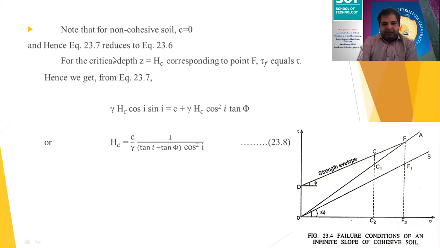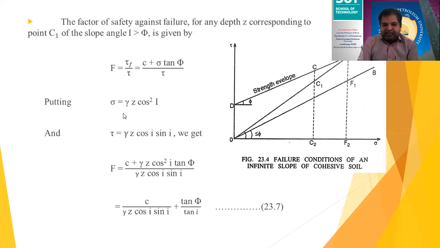So for the critical depth, where we have assumed Z is equal to Hc, when the critical state of the slope is reached, then at this point tau F becomes tau. That means at this particular critical depth, the slope is on the verge of failure. In this case, I can consider tau equal to tau F. So the factor of safety in this case is equal to 1, and in the previous equation I am putting F equal to 1.